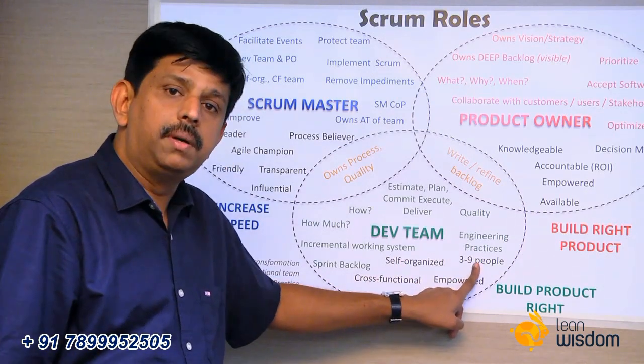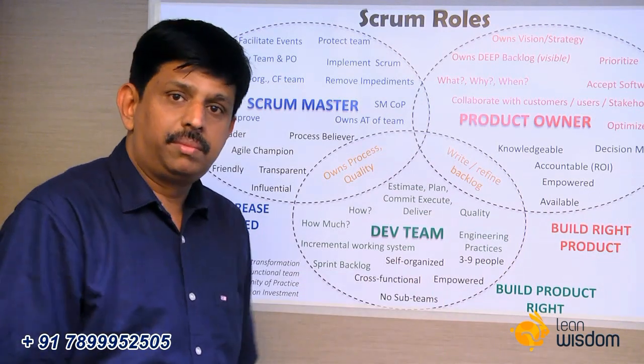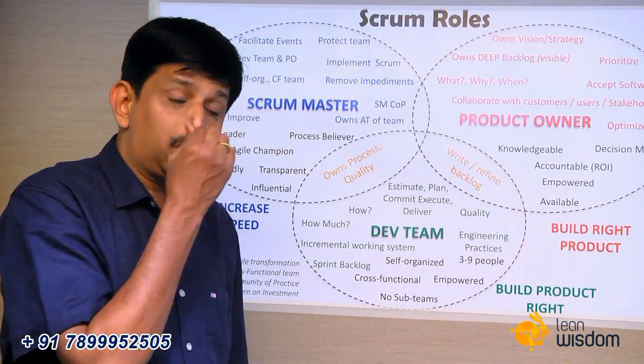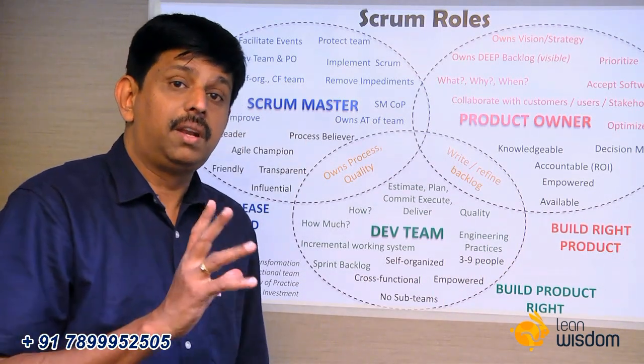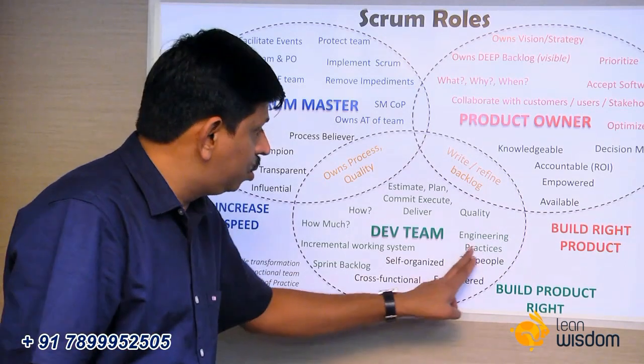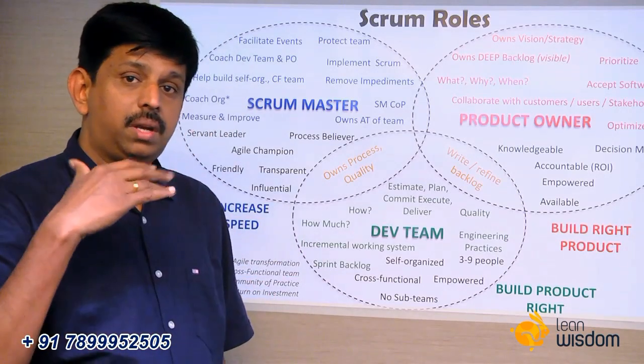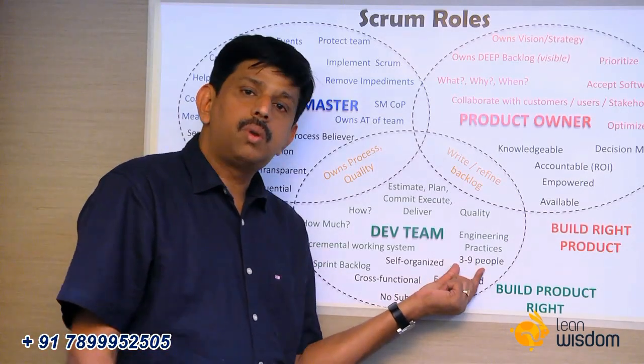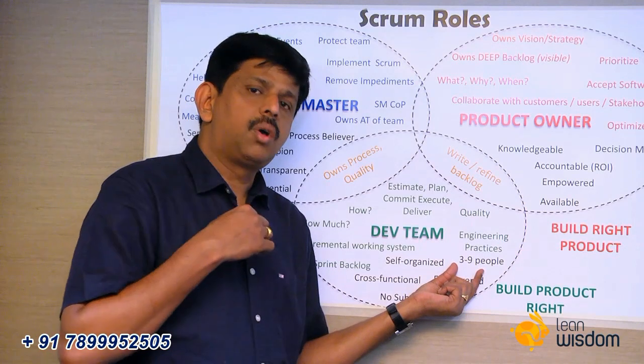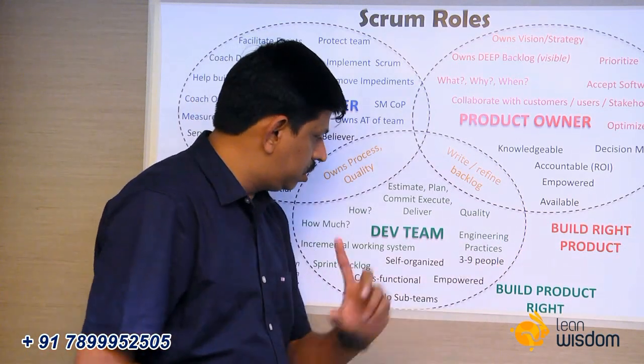The moment you have 9 people, it's a big team. It can become a cross-functional team, but not cross-functional individuals. So to have a good cross-functional team of cross-functional individuals, it is better to have a little smaller team. 5 to 6 has always worked for me in the past. So that's a good thing.